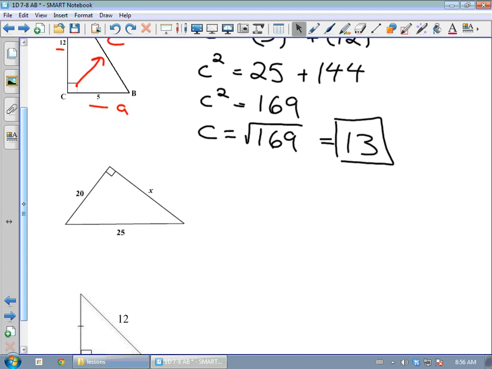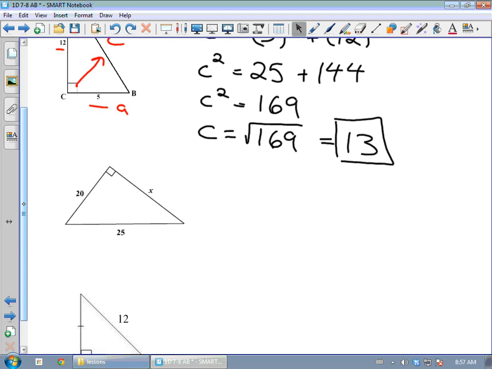Let's try the next one here. Okay, we've got, again, a right angle triangle. We know it's a right angle triangle because one side is labeled with this little square here. One side is 20, one side is 25, and one side is labeled x. First thing we want to do is find our hypotenuse. Which of these three sides is our hypotenuse?